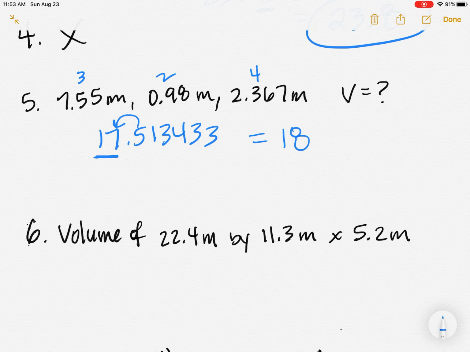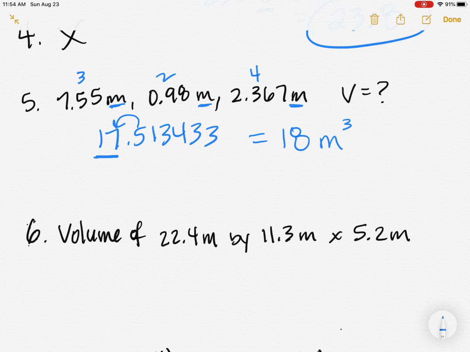Let's talk about unit for just a second. If I found the volume by taking meter times meter times meter, my unit would be meter cubed. So I haven't been paying attention to units because I've been kind of being lazy in this video, but that's a good example of carrying the unit through my problem.